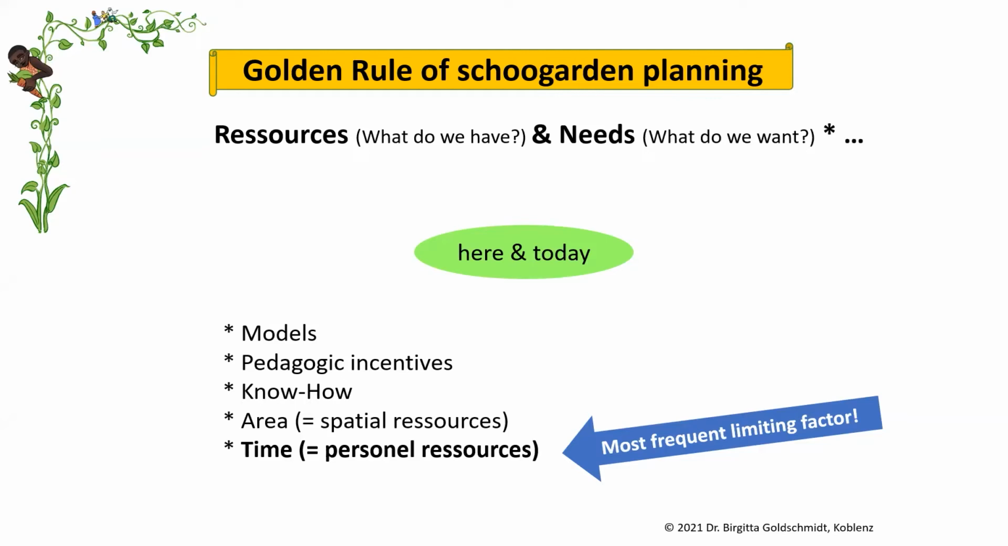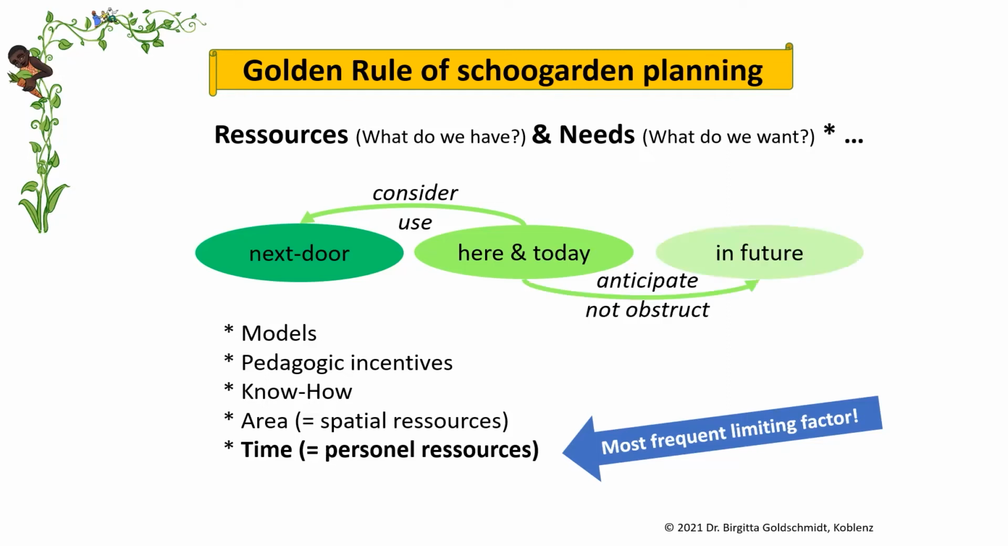And you have to consider all these things, not only for here and today, but you can also look over the garden fence and consider what is next door and use the resources you have from next door: the help, for example, of parents and grandparents and neighbors and associations which you have around. And it is useful to anticipate what you perhaps could have in future and not obstruct potentials for the future. That is in fact relevant for the spatial resources.